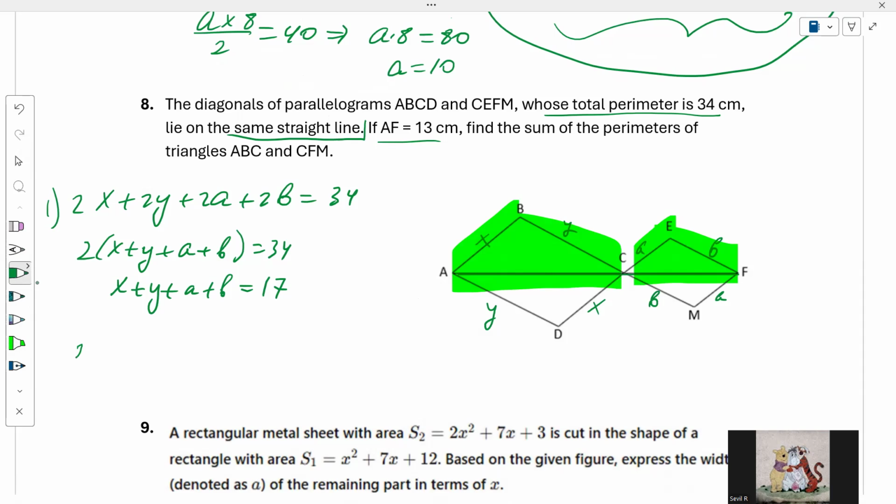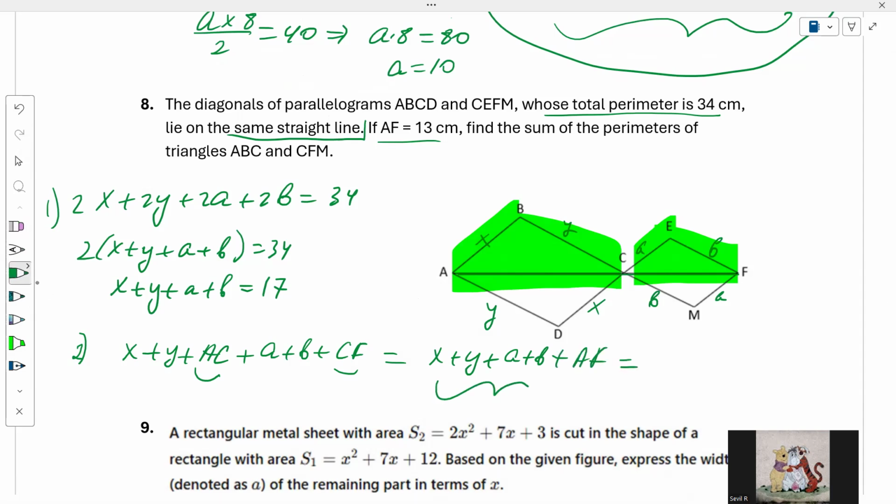Let's interpret the second part. It will be x plus y plus AC, right? Plus y plus a plus b plus CF. And what we see, AC plus CF, let me write this way, isn't AC plus CF AF? Okay, so you know x plus y plus a plus b is 17. AF is given 13. So the answer will be 13.